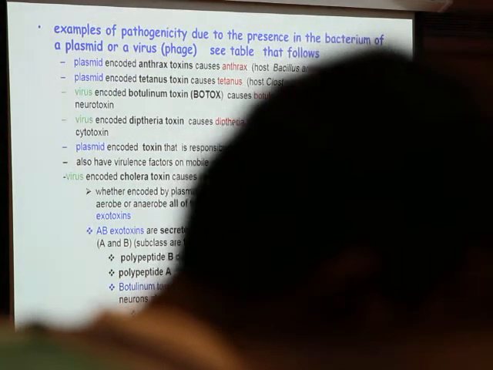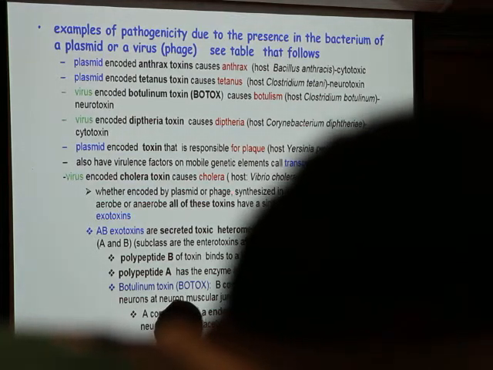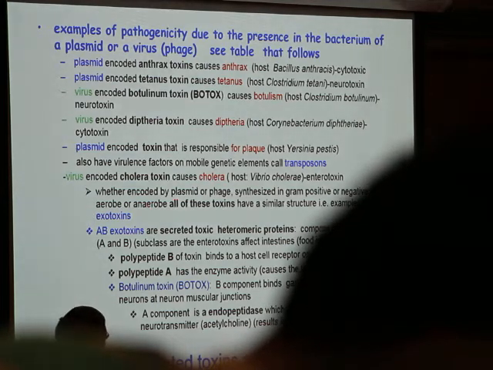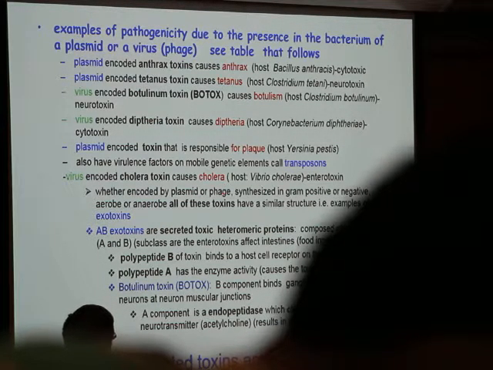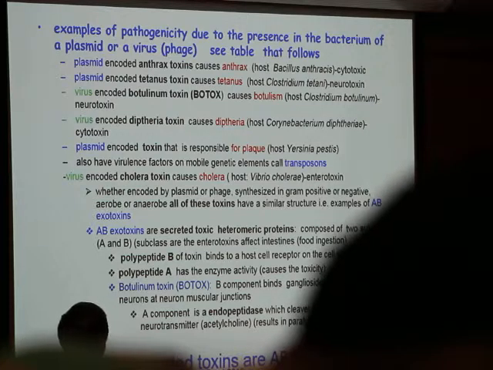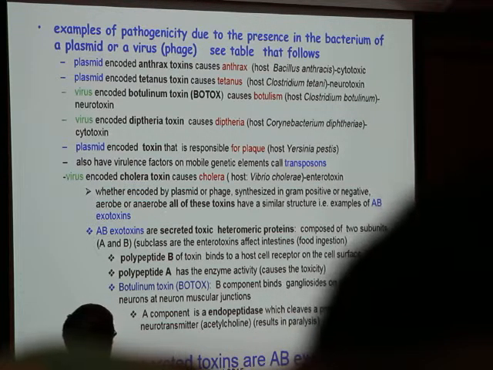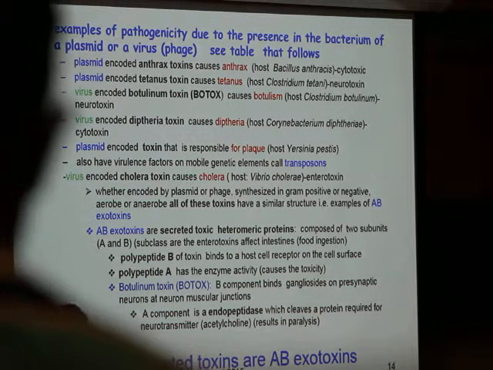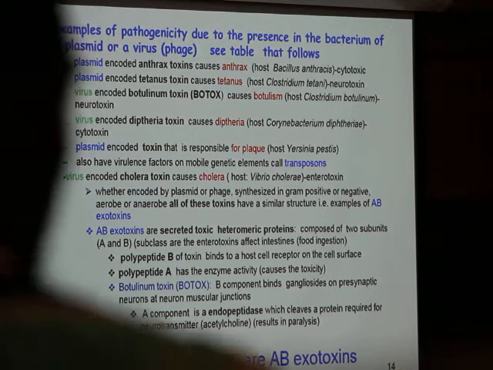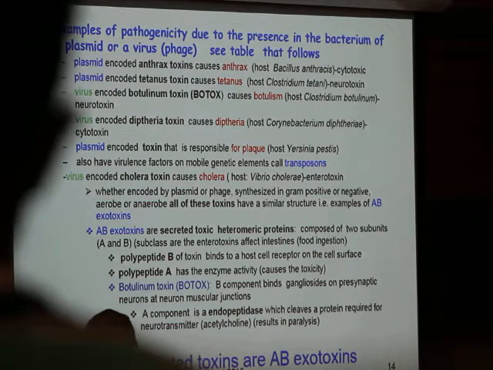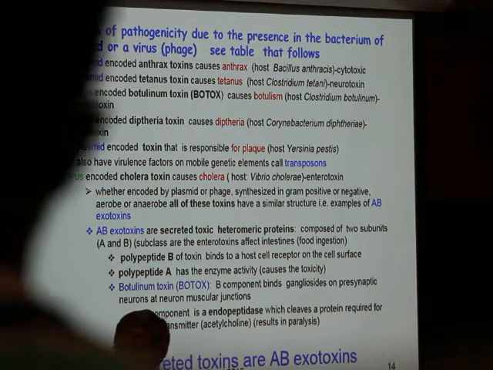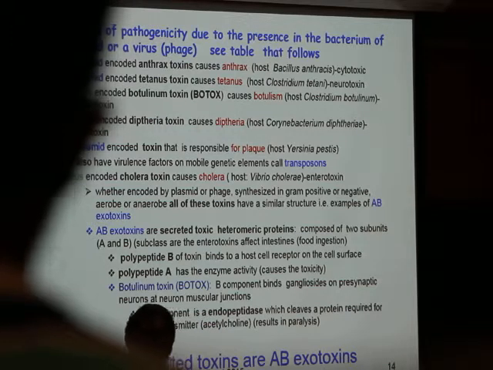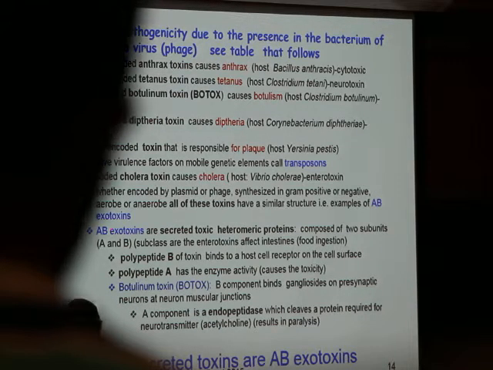The virus, for example, that encodes cholera toxin is a classic AB exotoxin. So regardless of whether it's encoded on a plasmid or a lysogenic phage, whether it's made by gram-positives or gram-negatives, whether they're aerobes or anaerobes, most of the ones that I've listed here are examples of the classic AB exotoxins that bacteria make. So this is a major class of exotoxins. As its name would suggest, there's an A subunit and a B subunit, so there are two subunits to this protein. It's a heteromeric protein because it's composed of two different subunits.